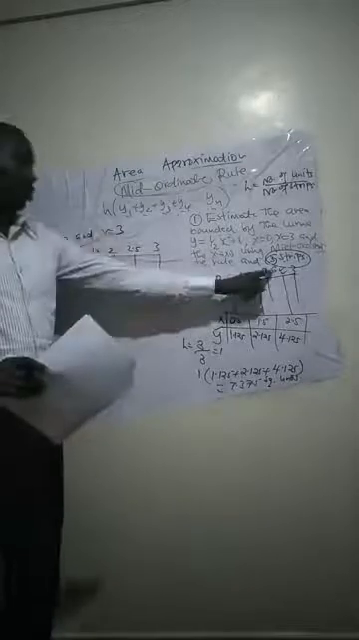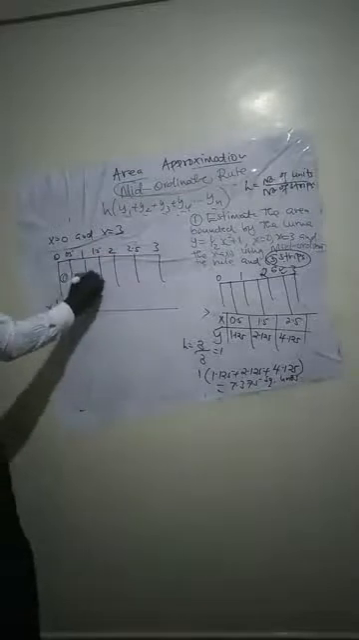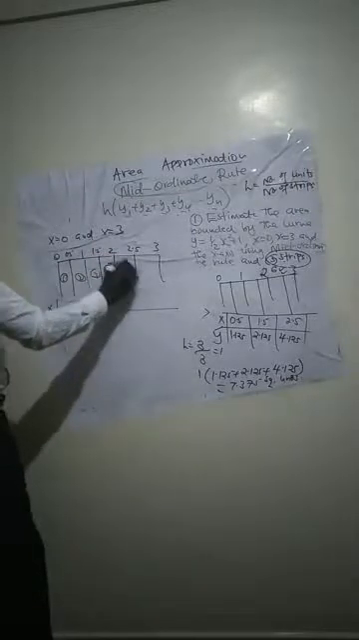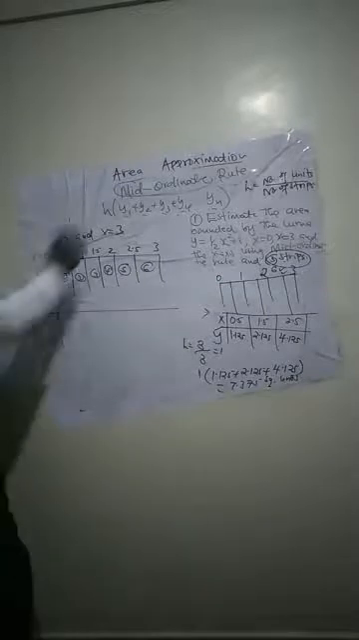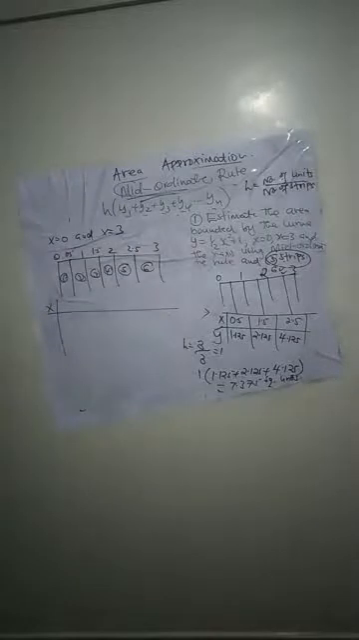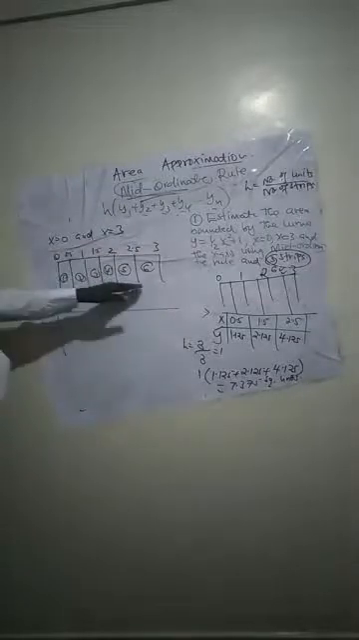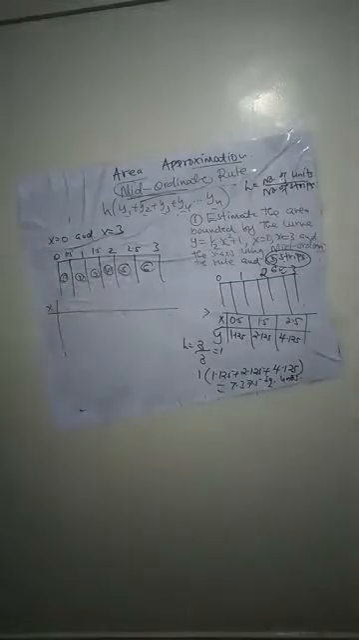You have 0, 1, 2, and 3. That gives you 3 strips. But the question says use 6. So divide each strip by 2 to get the required number. 1, 2, 3, 4, 5, and 6. You have 6 strips, but you're using the mid-ordinate rule, and the mid-ordinate rule requires that you get the midpoint of each strip. So after getting the required number of strips, now find the midpoint of each strip.